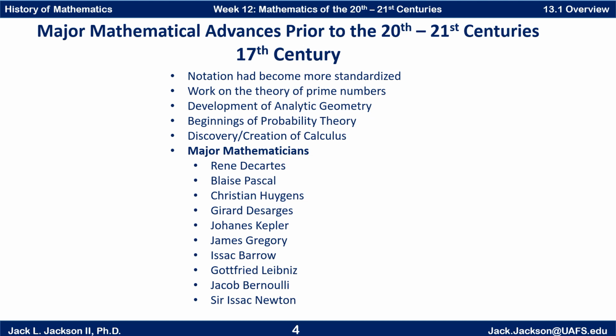So in the 17th century, notation had become more standardized, work on the theory of prime numbers had taken place. We had the development of analytic geometry, the beginnings of probability theory, and probably most significantly, the discovery or creation and development of calculus. Major mathematicians of the 17th century included René Descartes, Blaise Pascal, Christian Huygens, Gerard Desargues, Johannes Kepler, James Gregory, Isaac Barrow, Gottfried Leibniz, Jacob Bernoulli, and Sir Isaac Newton.